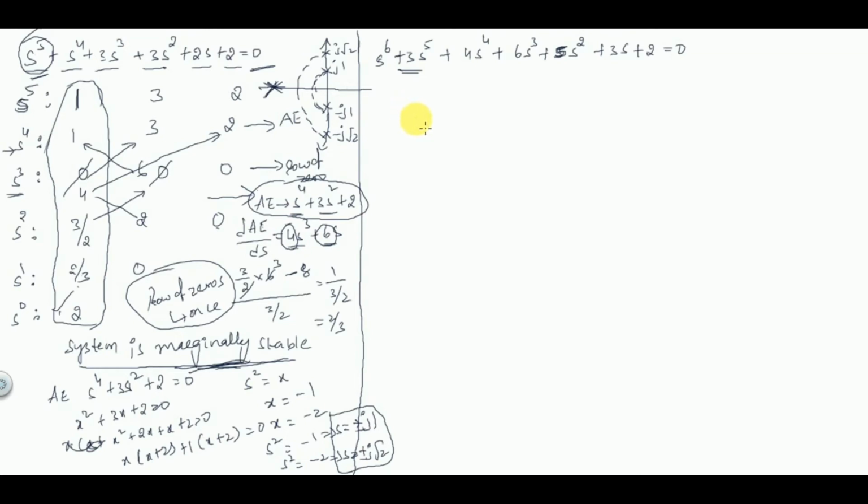So the highest power here is 6. So s power 6, the coefficients are 1, 4, 5 and 2. Similarly, s power 5, the odd powers of s row. So s power 5 coefficients are 3, 6 and 3, that is s cube coefficient is 6 and s coefficient is again 3. Okay, so next s power 4.